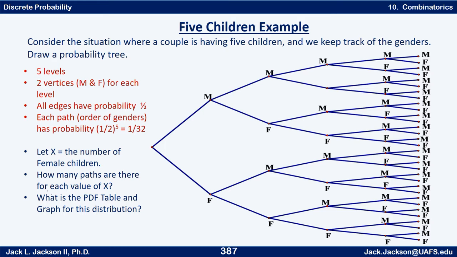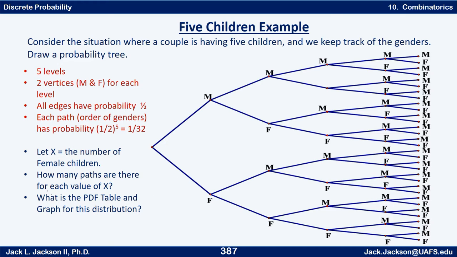Okay, so now the next question is, let x represent the number of female children. That's a random variable. How many paths are there for each value of x? So for example, when x is 0, there's only one path. It's this very one at the top. When x is 5, there's only one here at the bottom. But there are lots of paths with just one female. There are lots of paths with just 2 females, lots of paths with 3, and quite a few with 4 females. So see if we can figure that out.